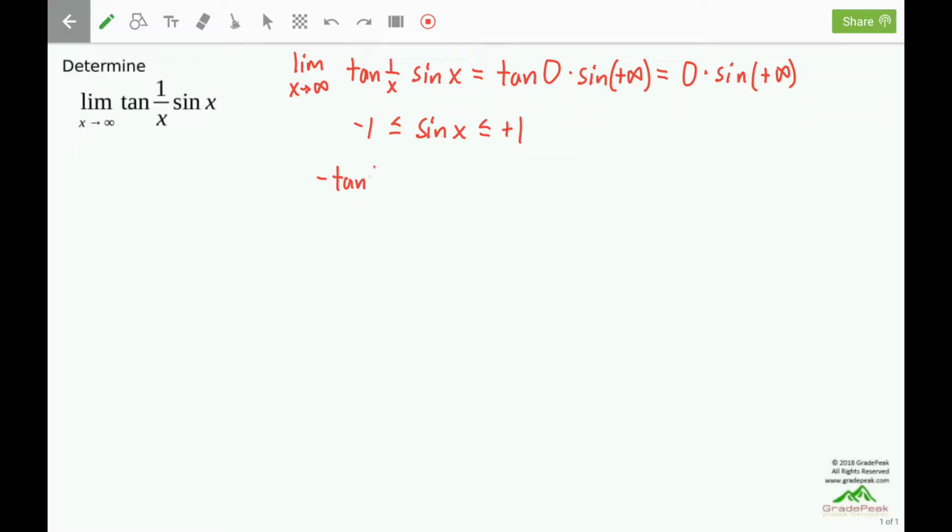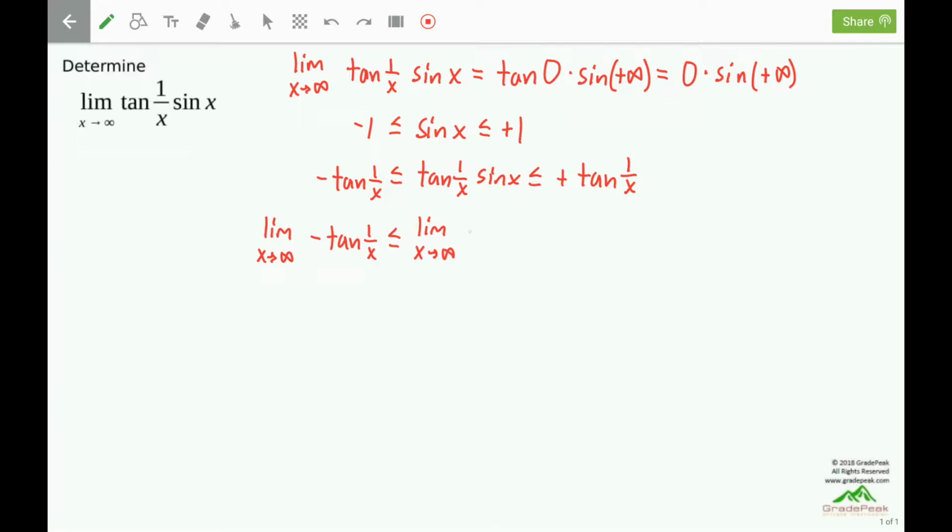-1 times the tangent of 1 over x gives negative tangent of 1 over x. And then tangent of 1 over x times the sine of x, and a +1 times the tangent of 1 over x. And this inequality still holds true. We can now take the limit as x approaches positive infinity of each of these. And the inequality will still hold true.